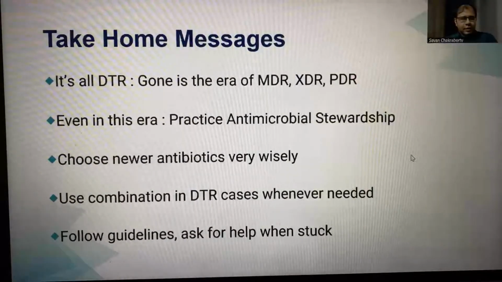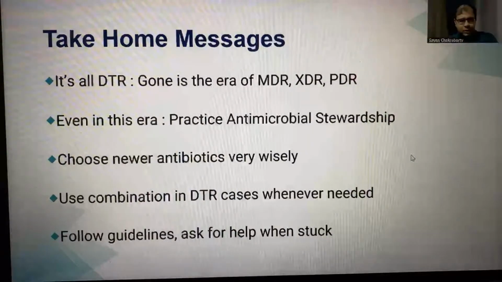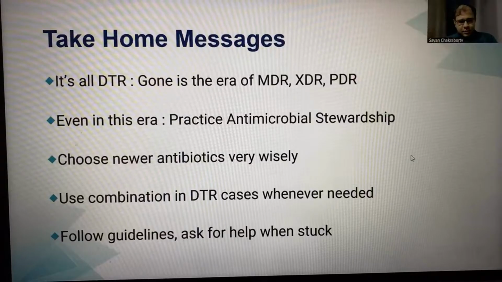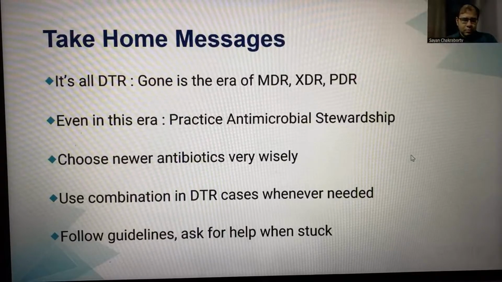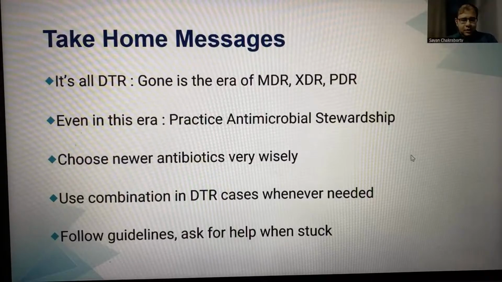Regarding the final take-home messages: we do write MDR, XDR, and DTR in our notes, but this nomenclature alone doesn't give us any idea whether this particular organism is susceptible to carbapenems or not. Sometimes you can simply write carbapenem-resistant. So that helps in the approach while you are treating the patient.